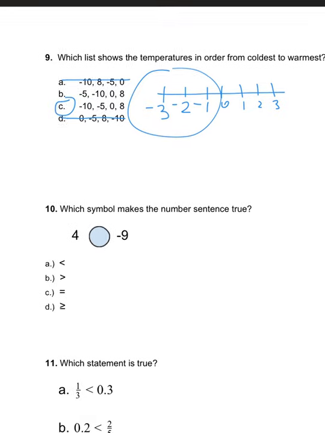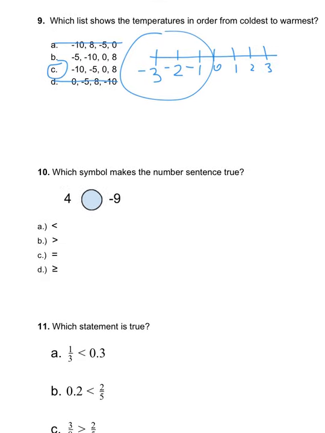All right, number 10. Which symbol makes the number sentence true? Well, 4 something -9. Now, what do my symbols mean? I have this one, I have this one. We know the equal sign, and then there's this one. Well, one of them's less than, one of them's greater than. My way of remembering the less than or equal, this first one, I look at it as like a smushed L. So that smushed L makes the word less, so that's the less than. If I can remember that one, then the one that's in the other direction would be my greater than.